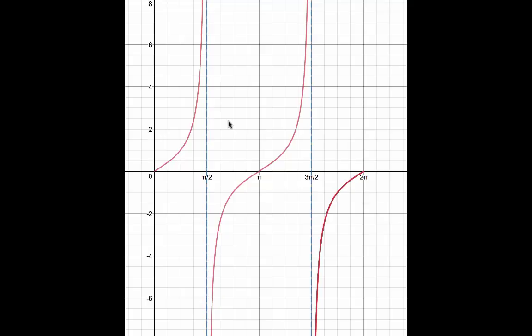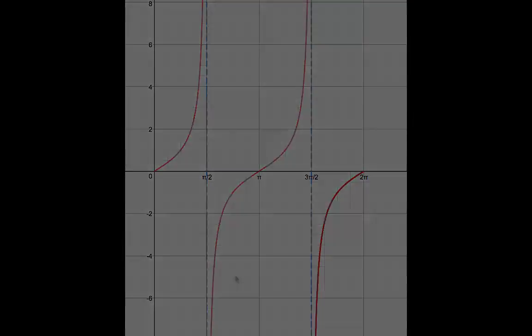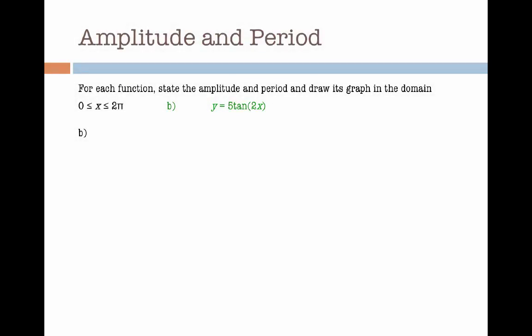We currently have a period of pi and an amplitude that is non-existent because it doesn't have a positive or negative upper or lower bound. Now let's have a look and see how y equals 5 tan 2x changes this graph. So we begin by comparing our graph with y equals a tan bx. This will give us values for a and b.